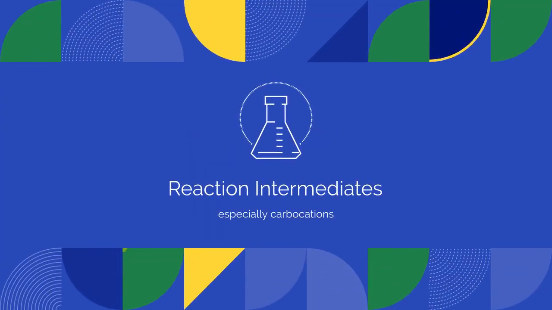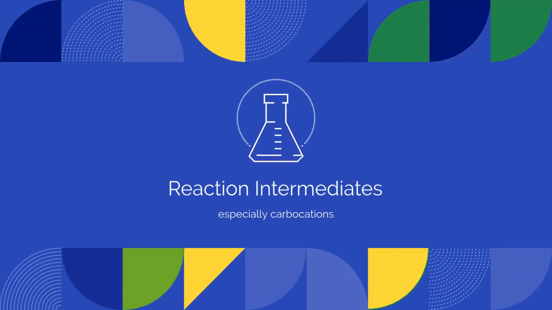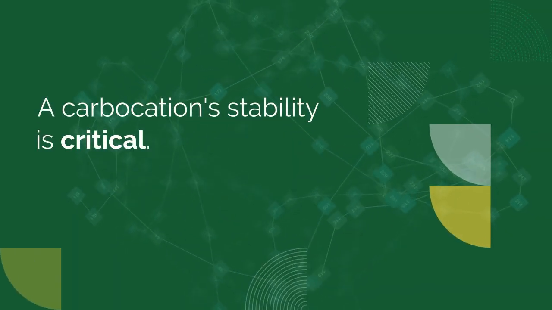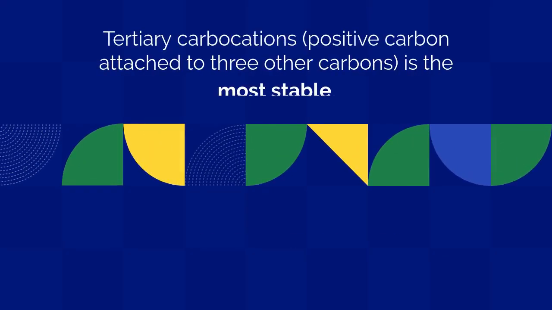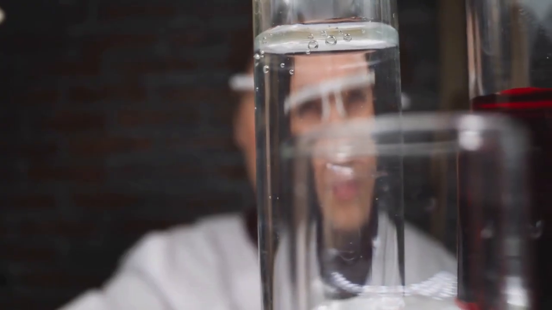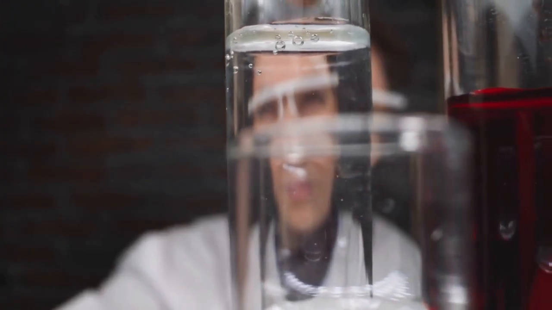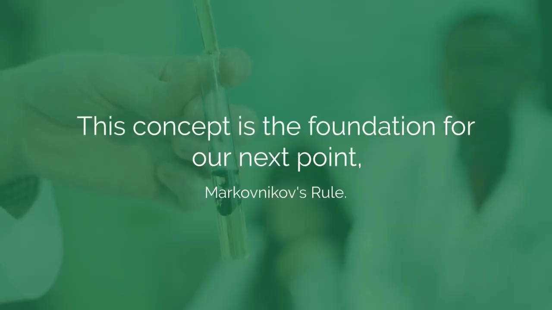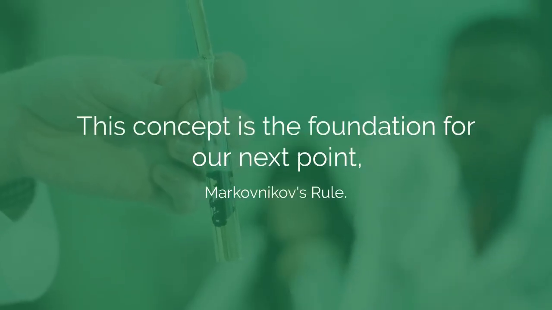First, think about reaction intermediates, especially carbocations. A carbocation's stability is critical. A tertiary carbocation, a positive carbon attached to 3 other carbons, is the most stable, followed by secondary, and then primary is the least stable. A reaction will do everything it can to form the most stable carbocation intermediate. This concept is the foundation for our next point, Markovnikov's rule.